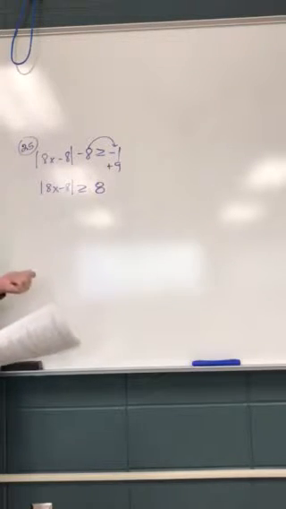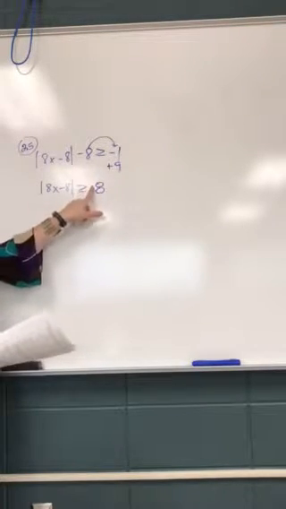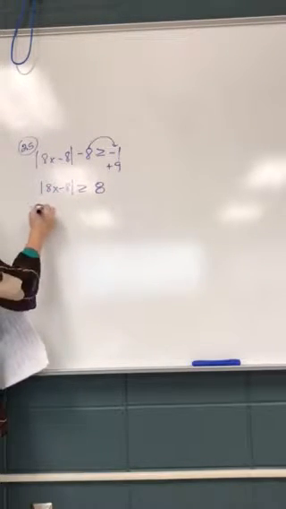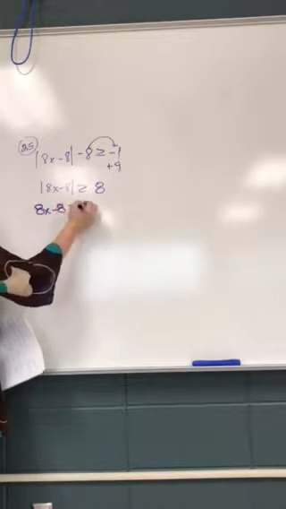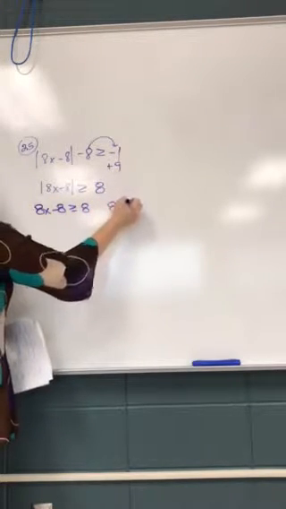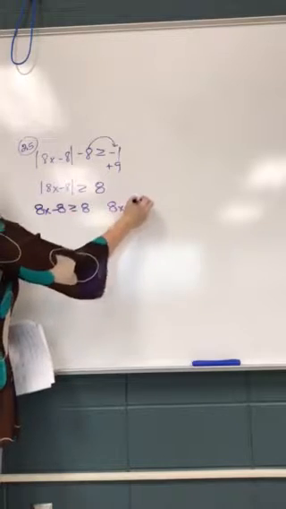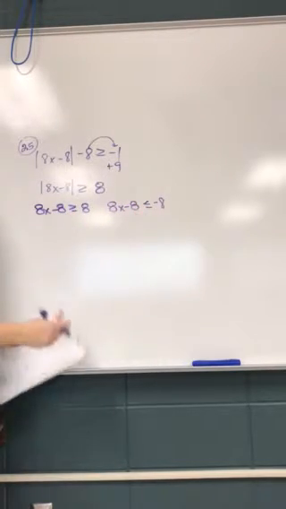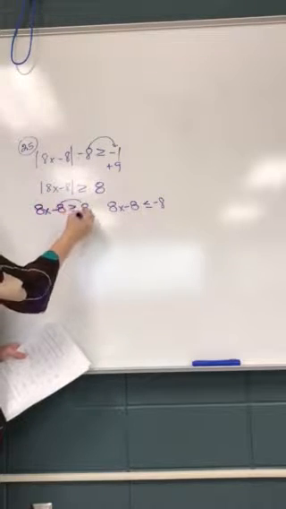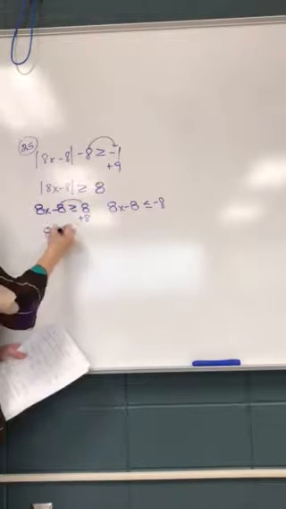Then, just like the last problem, if this is a positive number, there's two possibilities. Whatever makes 8x minus 8 greater than or equal to 8, write it like it is. Then write it again, 8x minus 8, flip the inequality and change the sign of the constant. Working through this, you'll see it does give you the correct solution set.